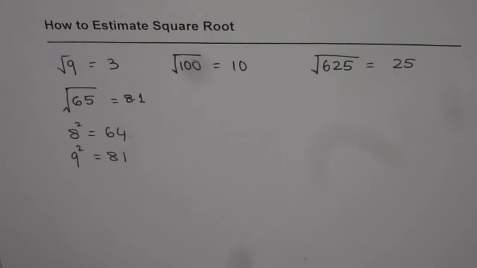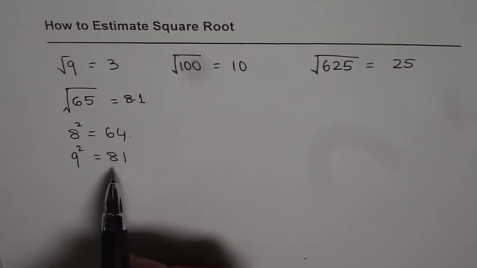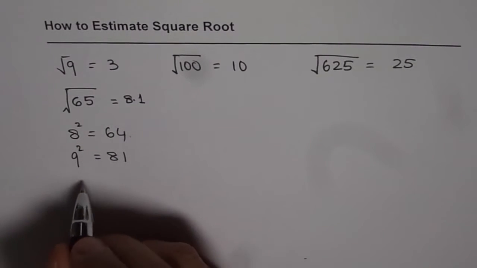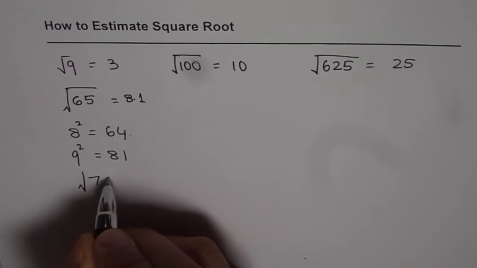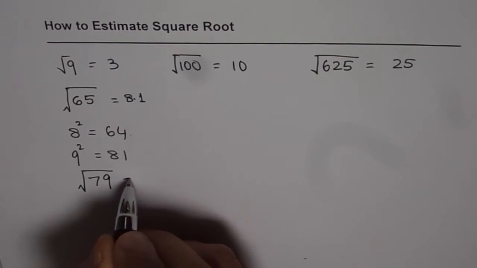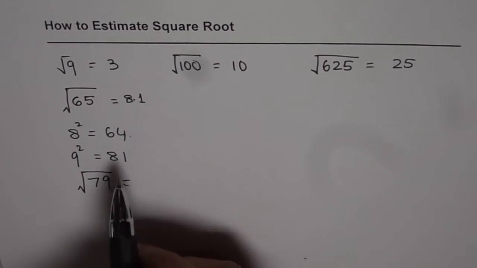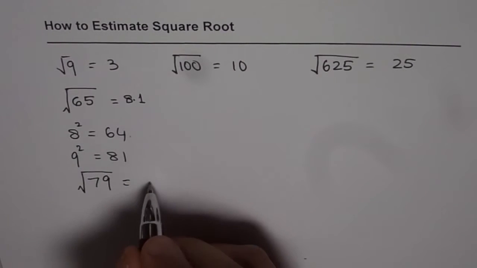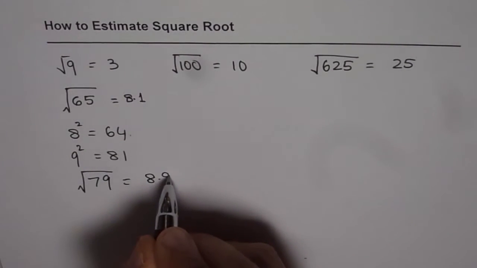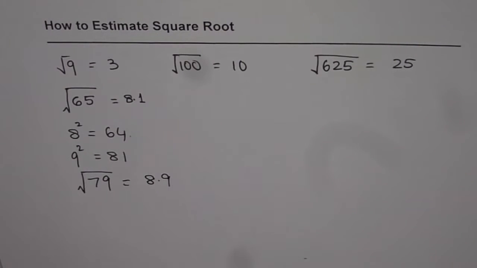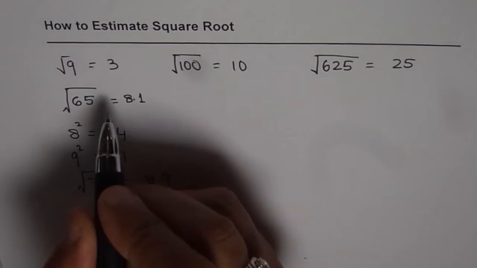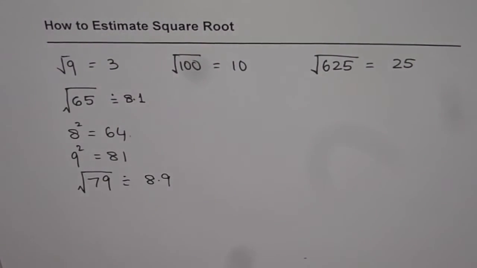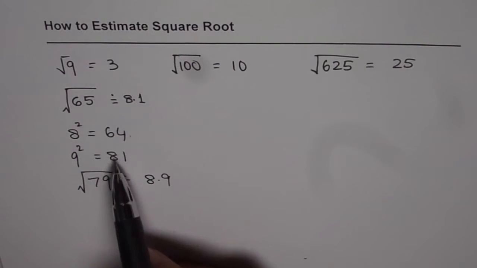Okay, so if I would have taken a number which was closer to 81, for example, square root of 79, then the answer should have been closer to 9, right? So it could be 8.9, could be our guess. It is a question of estimating. So that's the whole idea. So if you are estimating, it has to be between two limits, correct?